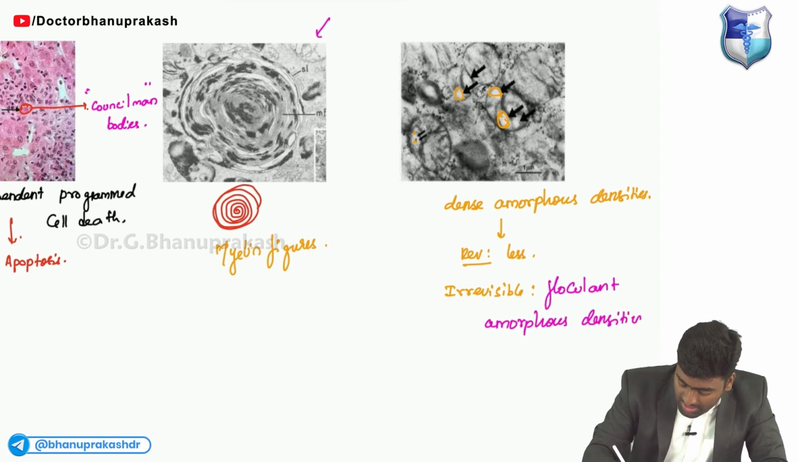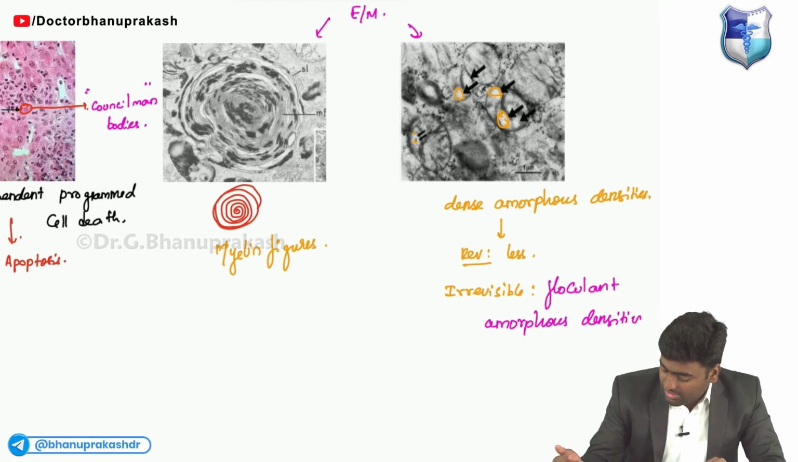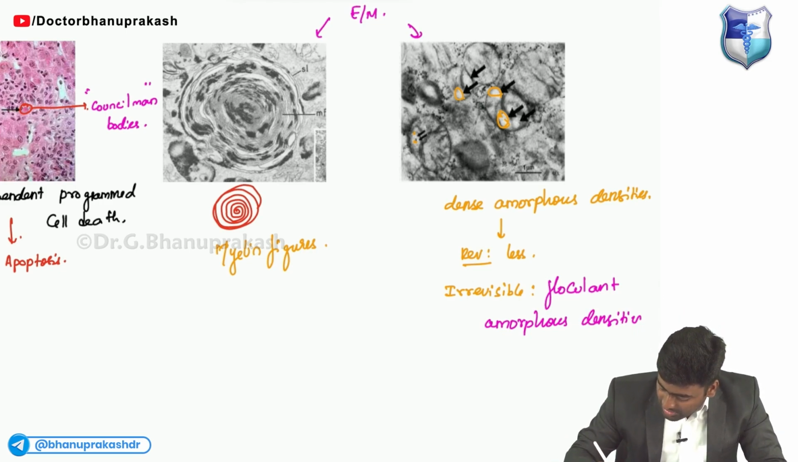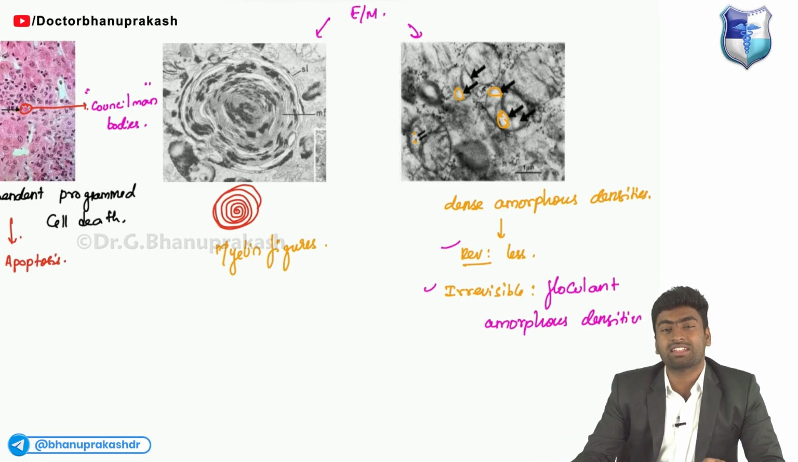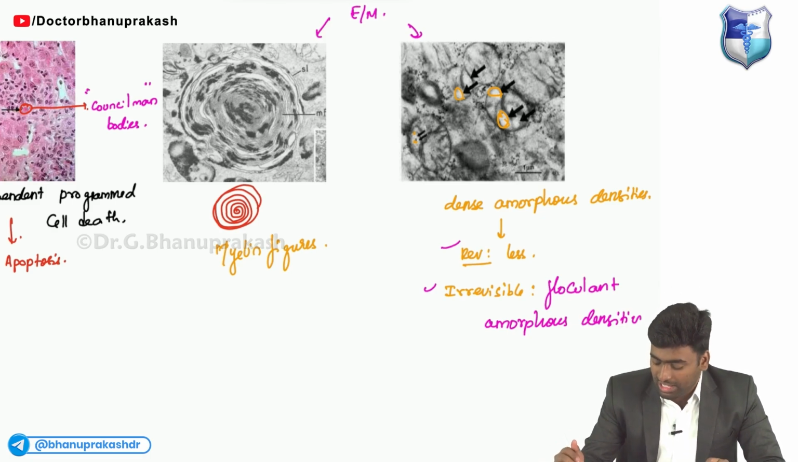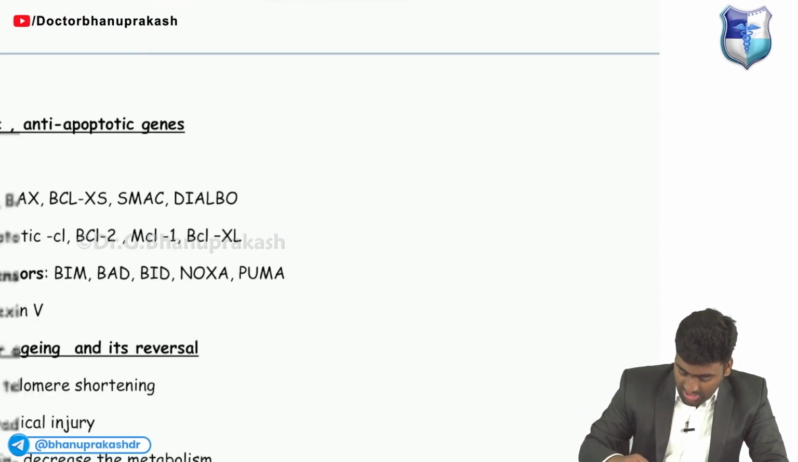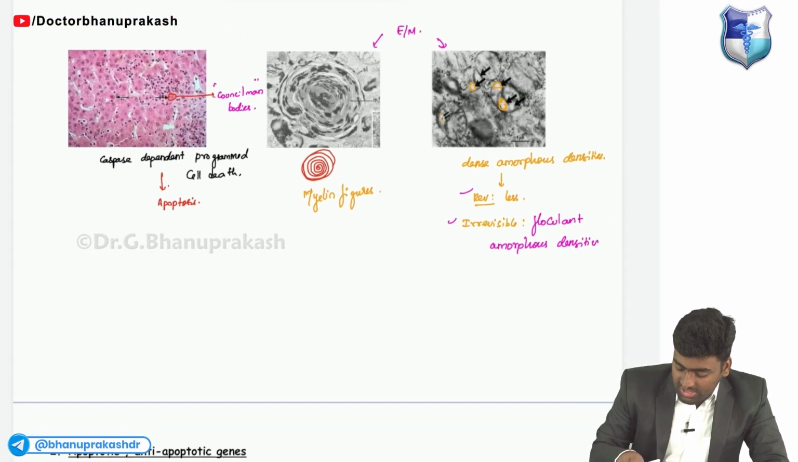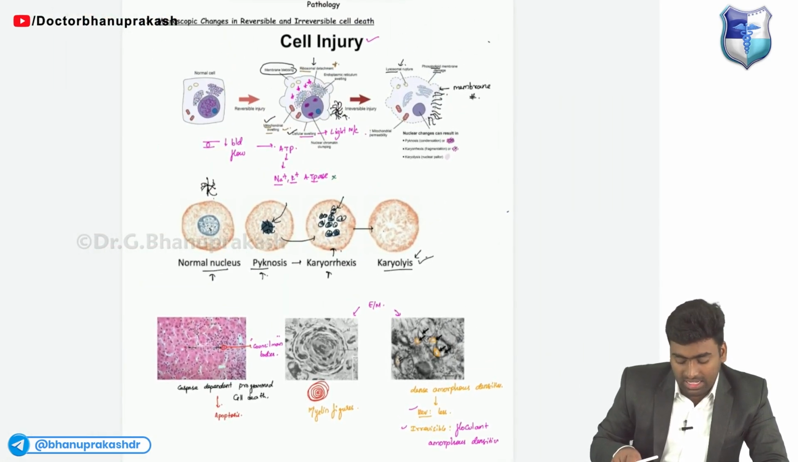See, both of these are electron microscopic images, and you will be able to see this one. This is the irreversible and reversible one. In the case of reversible there will be fewer densities, whereas in the case of irreversible there will be more amorphous densities. Fine, we will discuss that in the long run. Don't worry. So these are the cellular changes you need to remember for this first part, which is reversible and irreversible cell injuries.